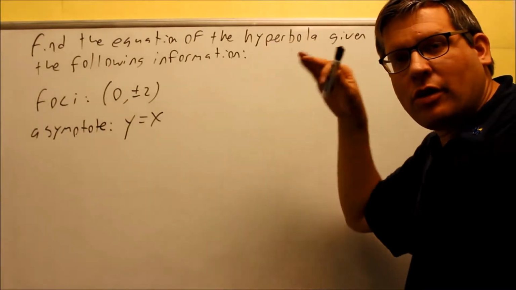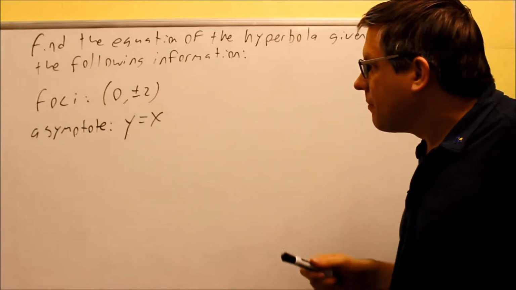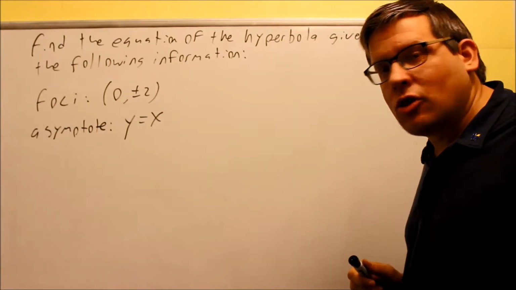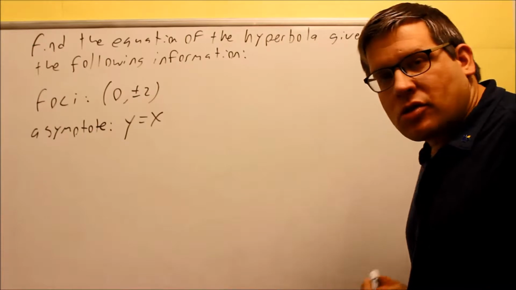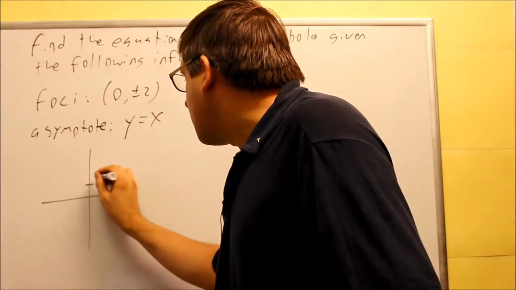Okay, so again we want to find the equation of a hyperbola. Here's the information provided this time. We have a foci and it tells us what the asymptote is going to be. Alright, so let's first start by plotting the foci. That's (0, ±2).